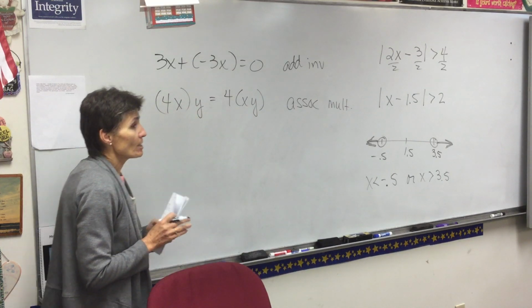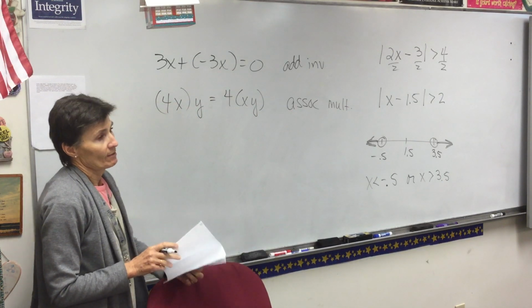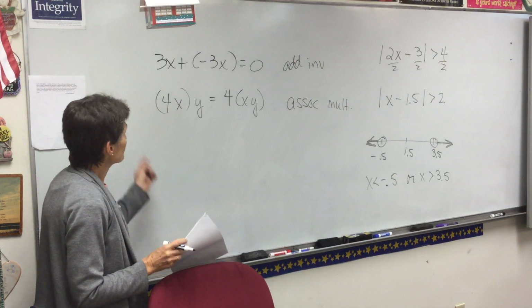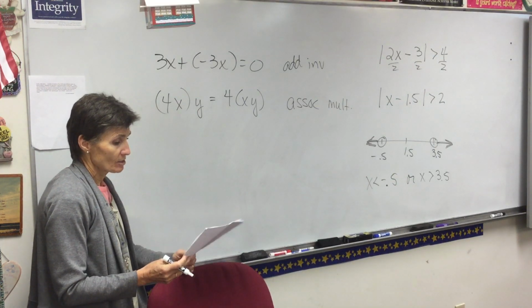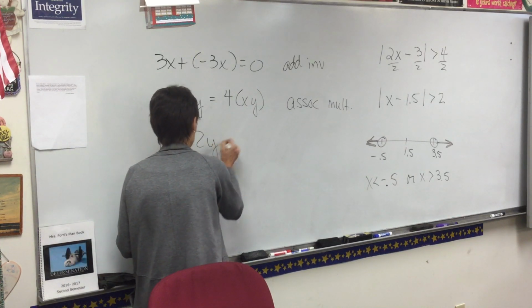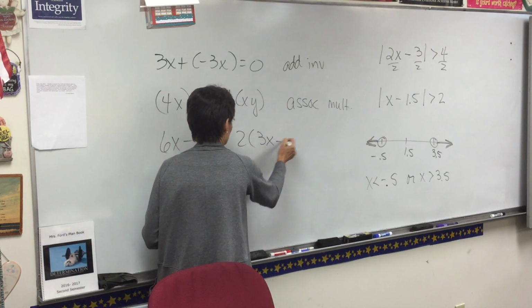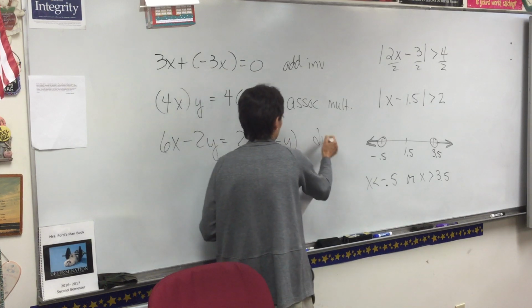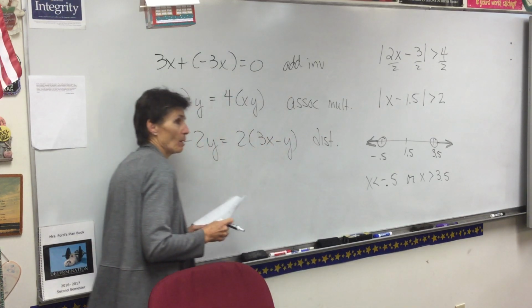If you change the order, it's commutative. If all you change is the grouping, it's associative. And what's going on here? Distributive. That's your distributive property.